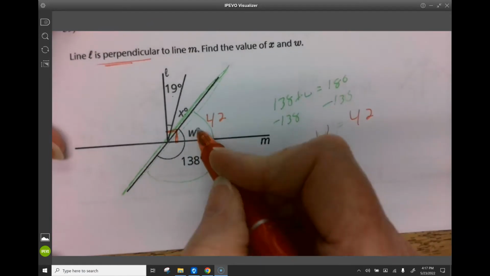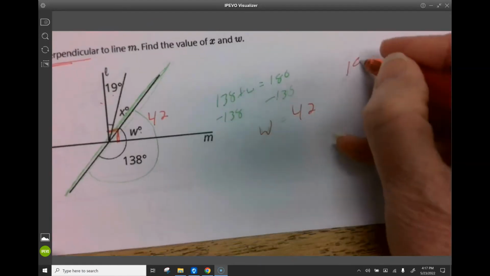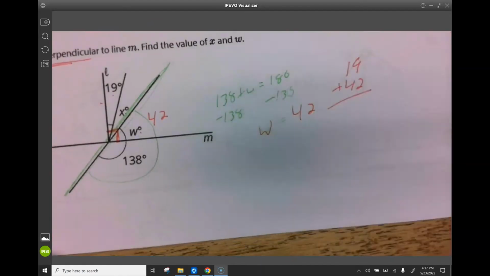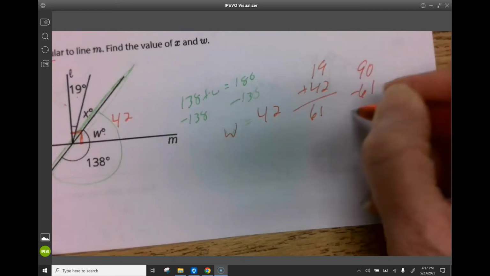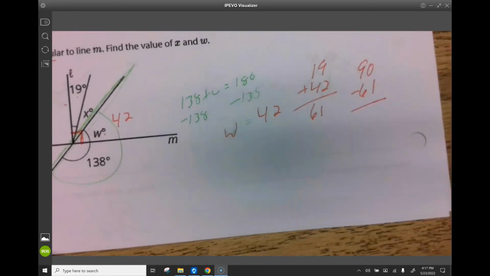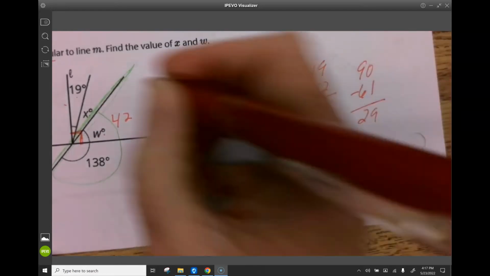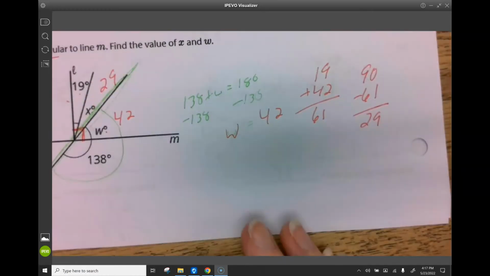Then I know these three have to add up to 180. So 19 plus 42 is 61, and I can take 90 minus 61 and get that other angle of 29. This one's 29. I think we had that one on our homework. It looks really familiar.